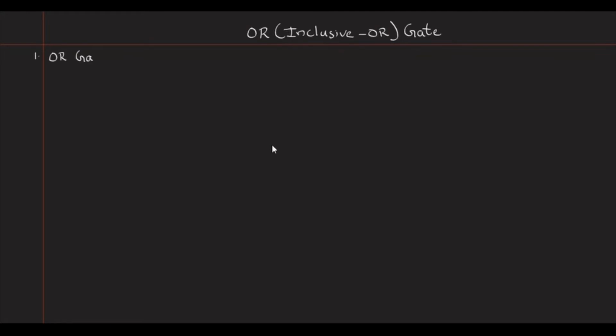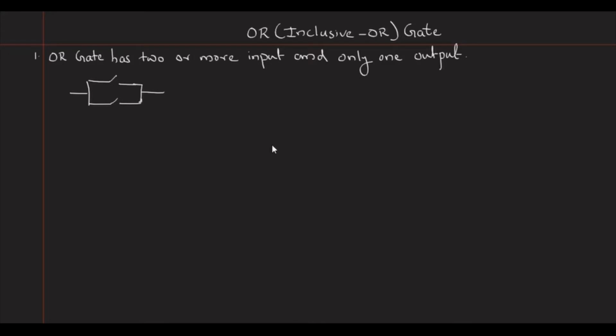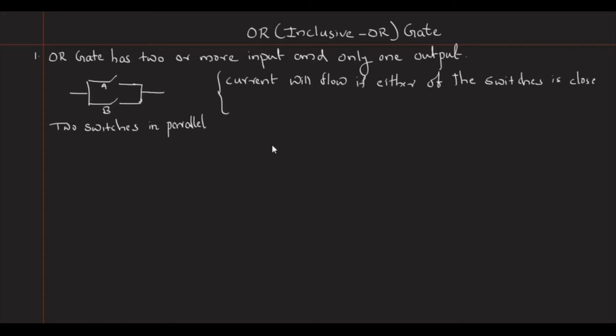Next we are going to the OR gate. What is an OR gate, or inclusive OR gate? An OR gate has two or more inputs and only one output. To illustrate the OR operation, a simple circuit with two switches A and B in parallel is shown. We know that the current will flow if either of the switches A or B is closed. Here, an open switch indicates logic 0 and a closed switch indicates logic 1.